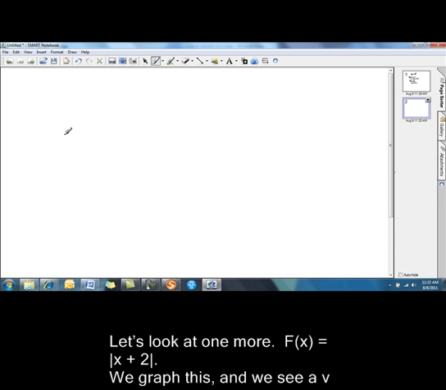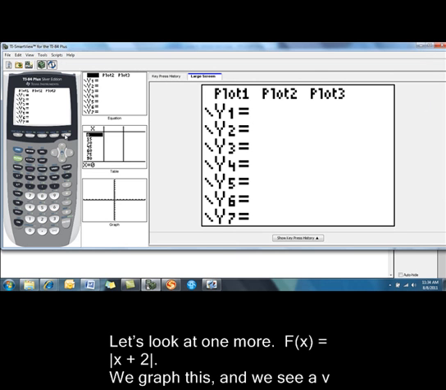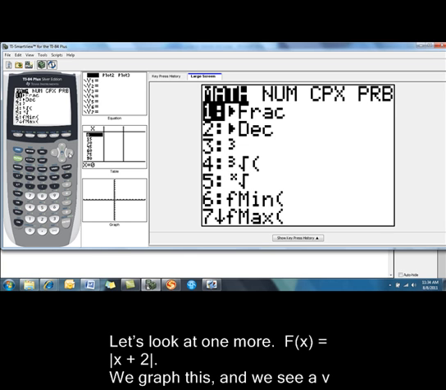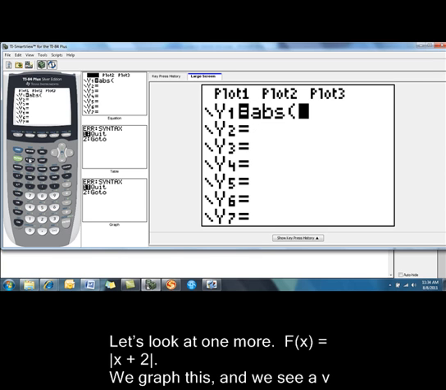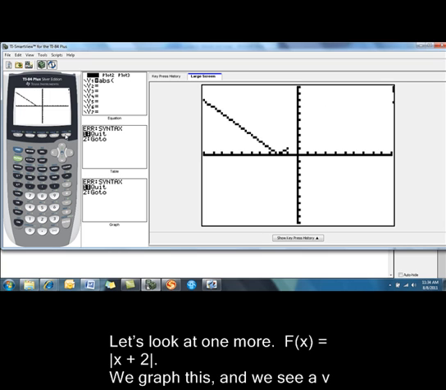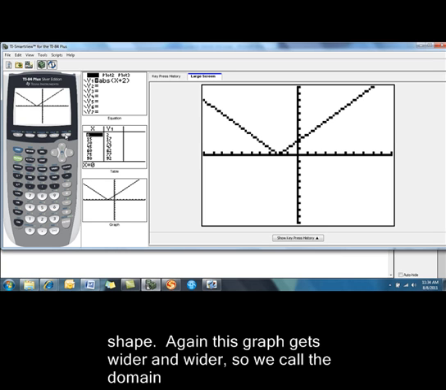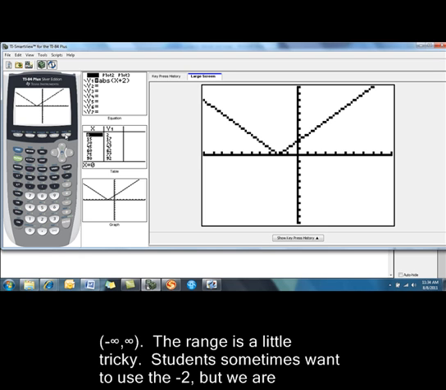Now let's look at one more. f of x equals the absolute value of x plus 2. We graph this, and we see a V shape. Again, this graph gets wider and wider, so we call the domain negative infinity to positive infinity.